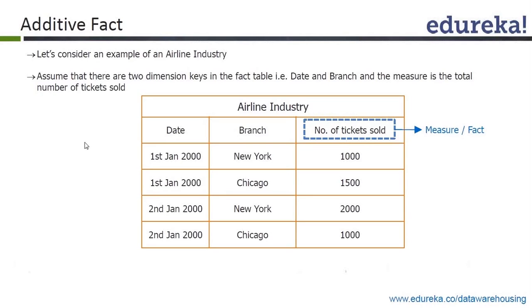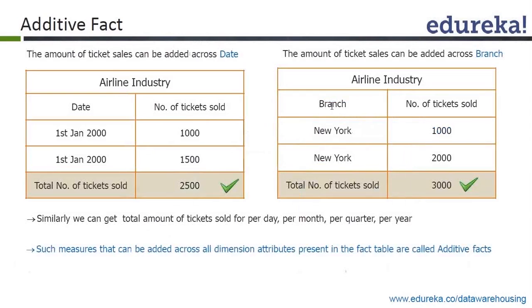So these are additive facts, an example of an additive fact. The next slide explains how we add measures along different dimensions, which I just told you, along the date or along the branch. So such facts which can be added across different dimensions are called additive facts.